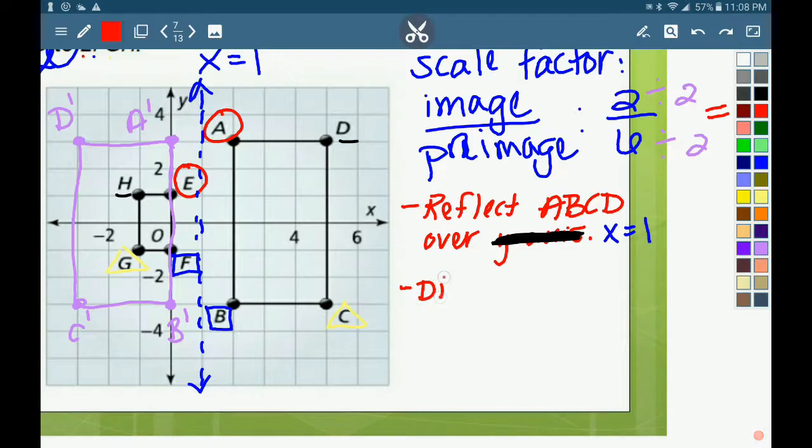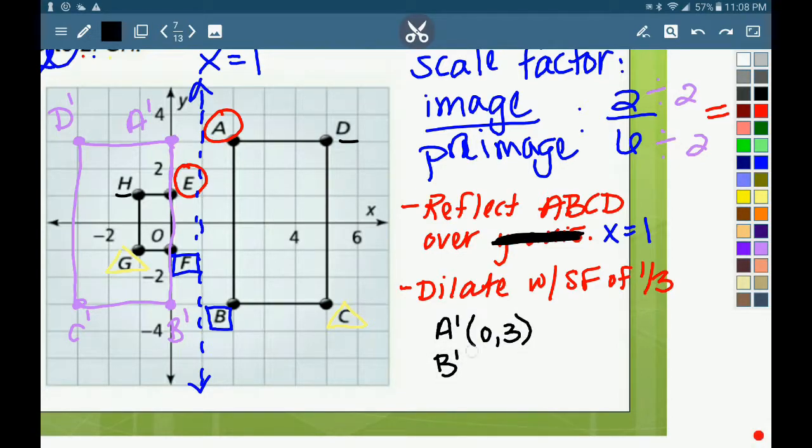We're going to dilate with a scale factor of 1/3. And don't just stop at writing that down, actually do the work for showing the points dilating. So right now I've got A prime sitting at 0, 3.